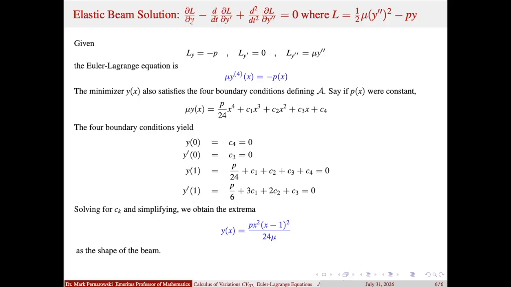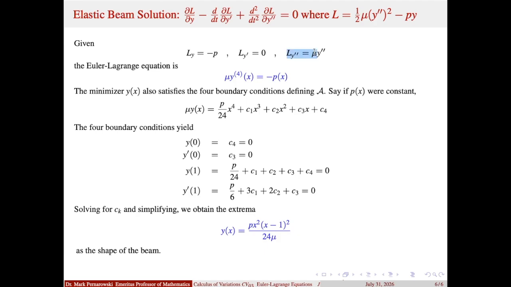So what do I need to compute? I need to compute the partial of L in y, partial of L in y prime, partial of L in y double prime. Partial of L in y, if I look at this, the only occurrence of y is over here. So I take the partial of that in y and I just get minus p. So here we go, my L sub y is minus p. Go back to L. What is the partial of this thing in y prime? There is no y prime in there, so when I take the partial, it's 0. What's the partial of this thing in y double prime? Well, it'll be 2 times the half mu y double prime.